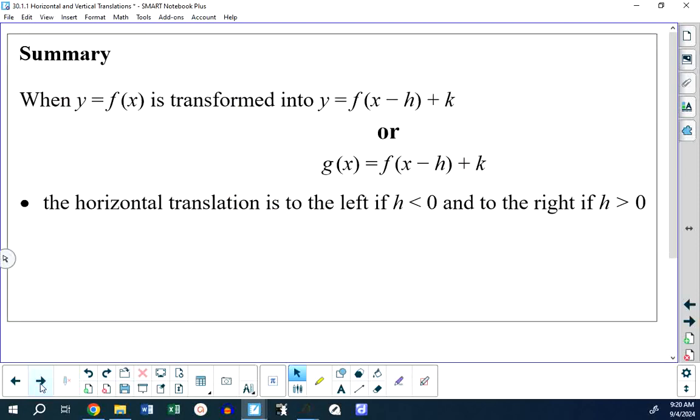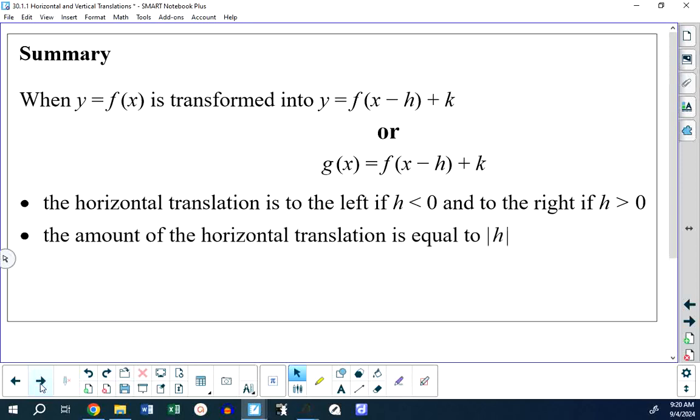When you make this change, so this is the top of the next page, h is the parameter that tells you about the horizontal change to the function, and it's to the left if h is negative, because negative means left, and it's to the right if h is positive. The amount of the horizontal translation is the absolute value of h. All I'm saying, everybody, I want to be very clear here, is that if h is negative 8, we would never say the translation is negative 8 units. It's 8 units. Then we would say left.